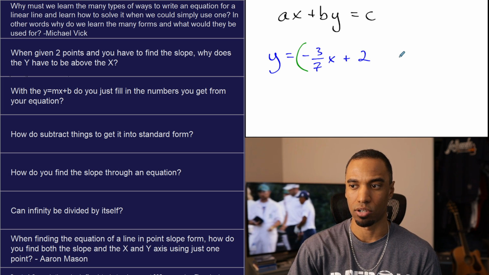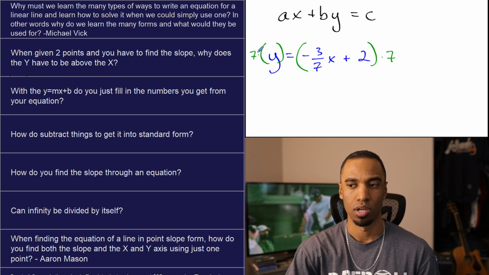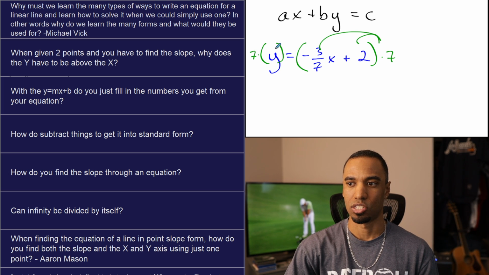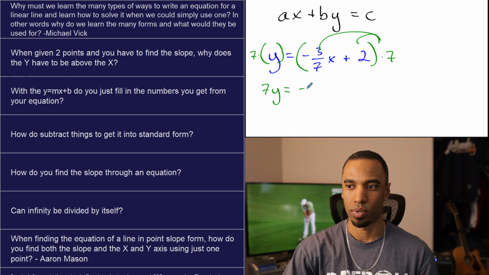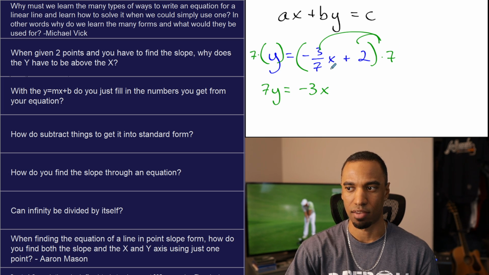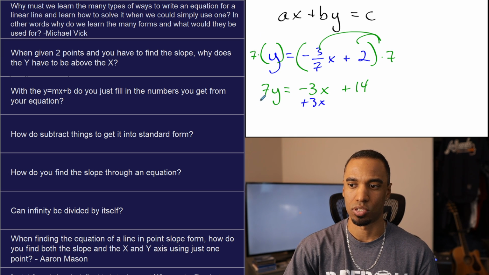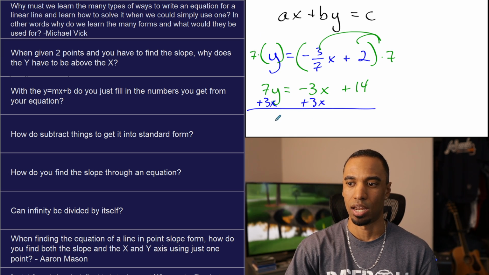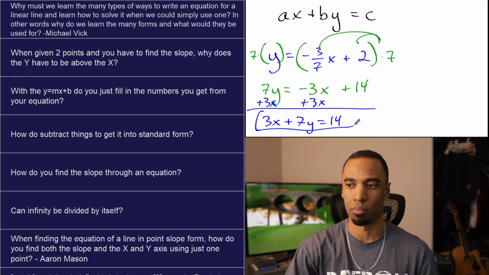So what I would do here is multiply both sides by 7. And again, I'm doing something unlike what you're going to be asked to do. I multiply both sides by 7, and 7 distributes here. I have 7y equals 7 times negative 3/7 x, which is negative 3x. The 7s go away. And 7 times 2 is 14. And now I add this x term over. I add 3x to both sides here. And then I get 3x plus 7y equals 14. That's my standard form here.